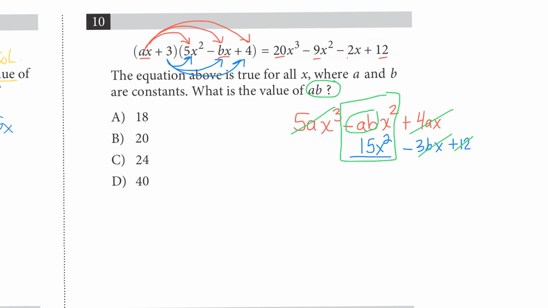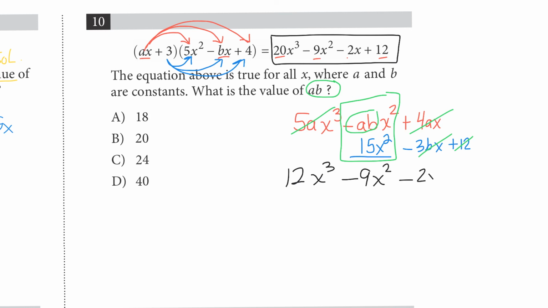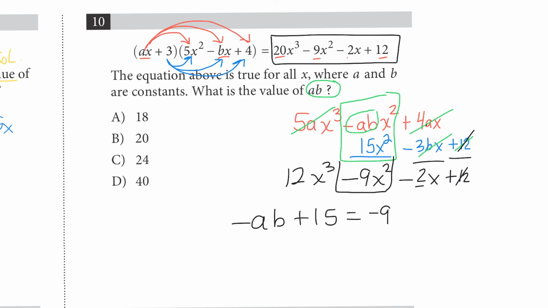So what I'm going to do is rewrite this part of the right-hand side of the equation right underneath this. I'm going to have 12x cubed minus the 9x squared minus the 2x and the plus 12. So this 12 is the same as that 12, and these two, a and b, would have to add up to that. But all I need to focus on right here is this part, because I know that the minus ab plus the 15x squared is equal to this negative 9x squared. So the coefficients there have to be combined. 15 minus ab is equal to negative 9.